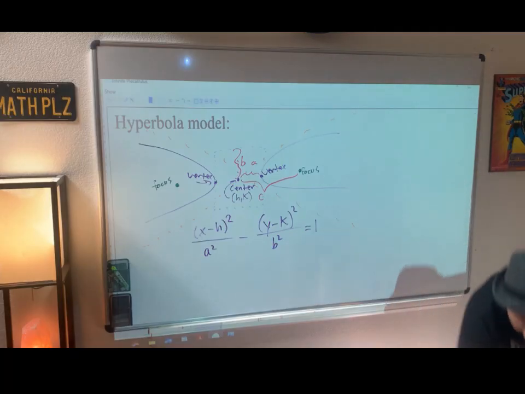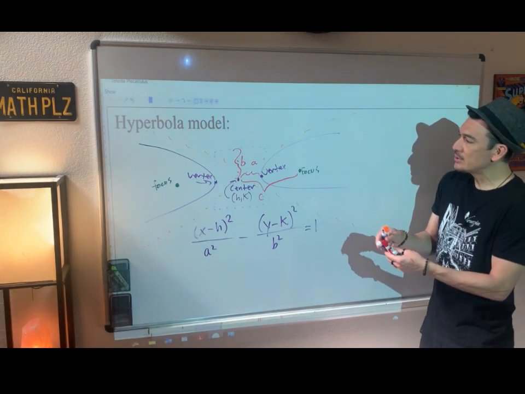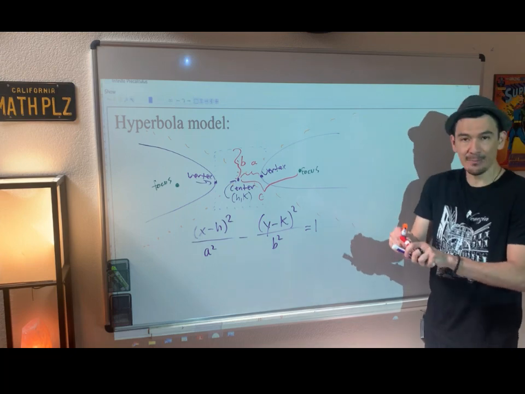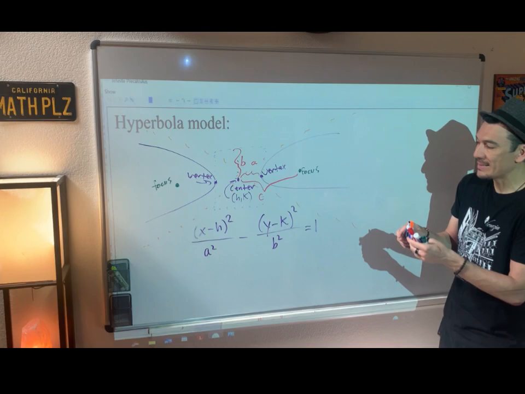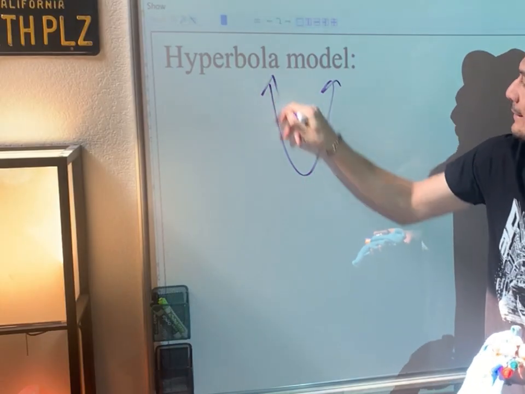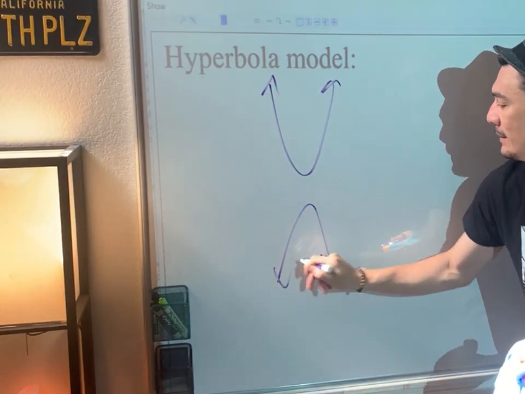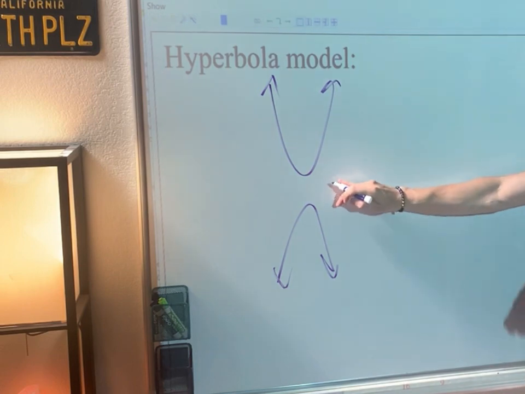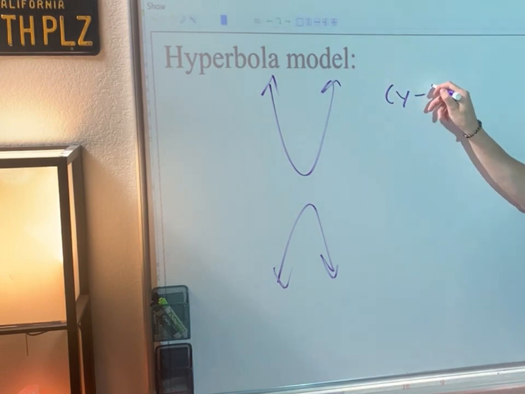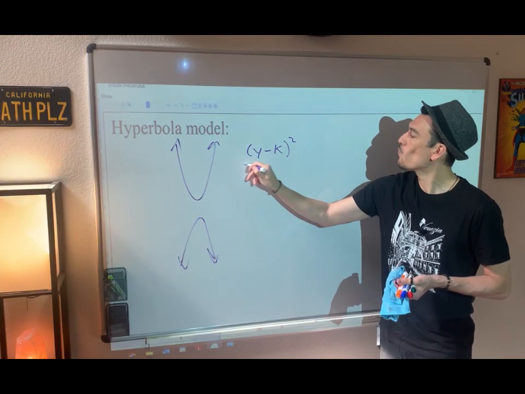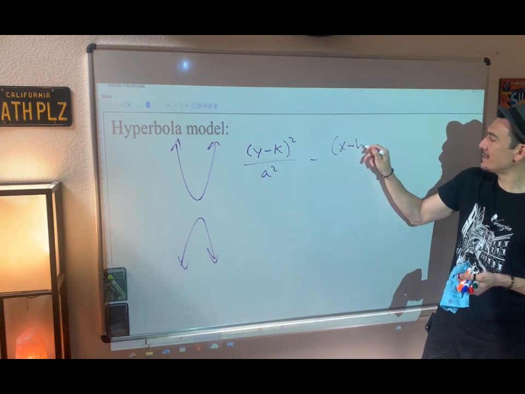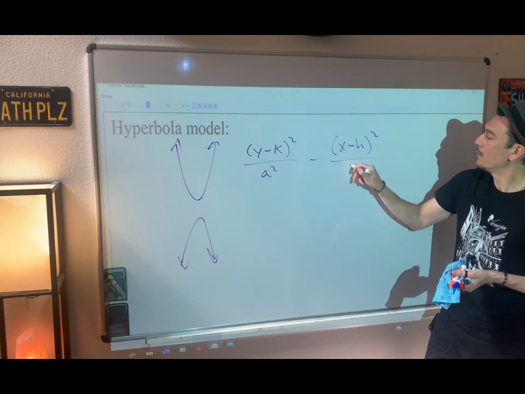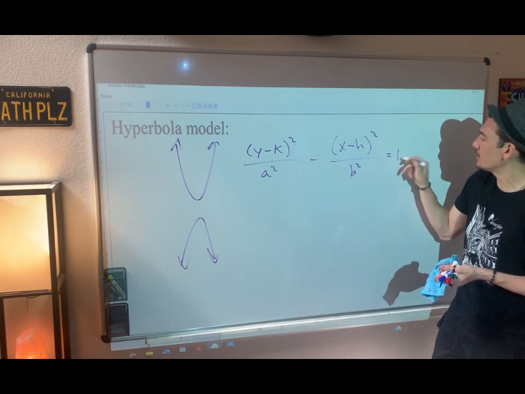And now what I want you guys to do is draw the other case of the hyperbola, the one where instead of going side to side, it opens up and down. For this one, the equation would begin with y's this time. Y minus k squared over a squared minus x minus h squared over b squared equals 1.